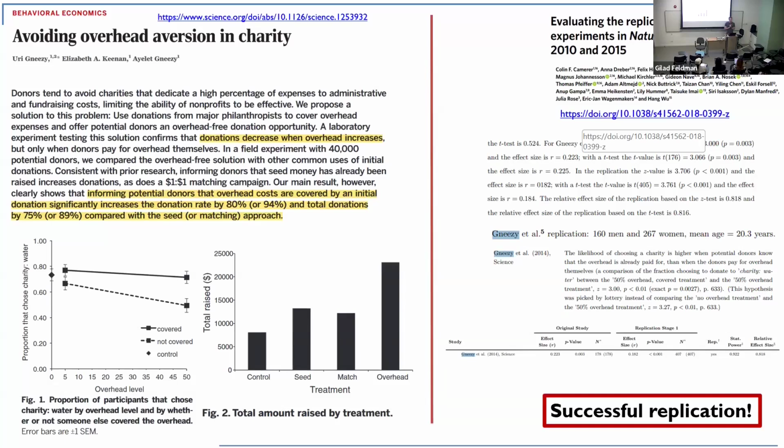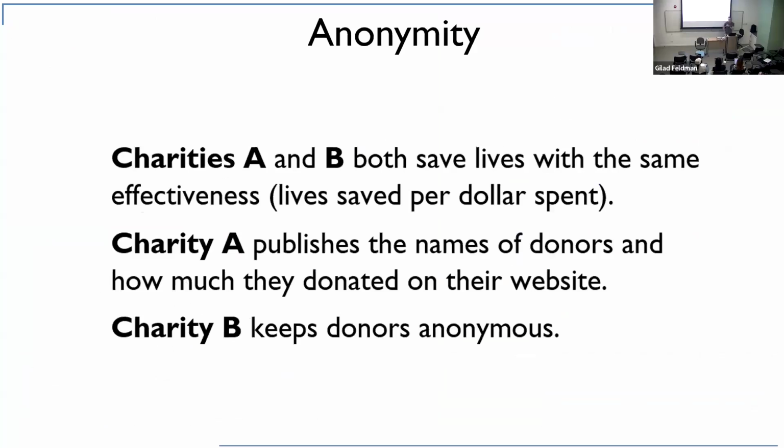Yeah. So very important. Right. How about anonymity? This is actually, we had a prediction for this and we were completely wrong, because what we learned from the way that people reacted to this is very different, went in the other direction. So we compared two different charities. They're about the same, but Charity A publishes the names of the donors and how much they donated on their website. Charity B keeps donors anonymous.